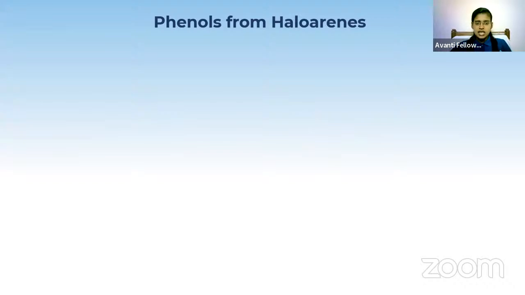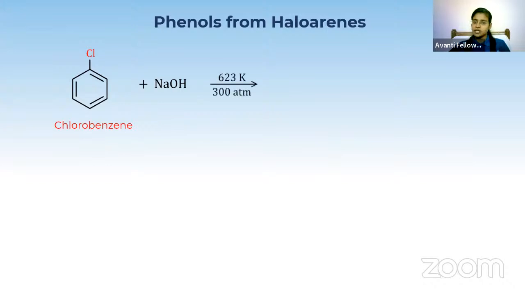The very simplest example is chlorobenzene. First of all, this chlorobenzene has to be treated with one compound, and that compound is a base. That base is sodium hydroxide. And we have to do this reaction at a very drastic condition. Drastic means at a very high temperature and high pressure. At 623 Kelvin and at 300 atmospheric pressure, we have to do this.